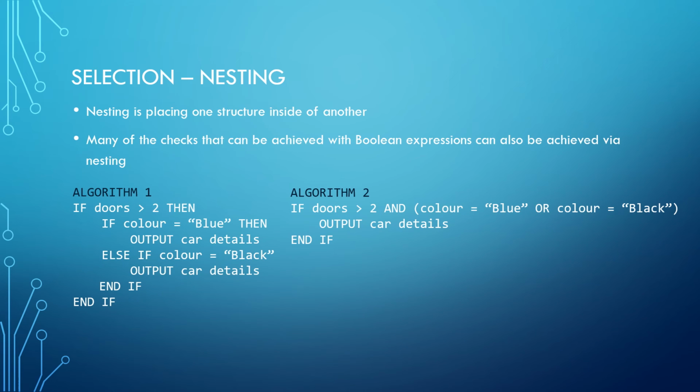Nesting, which is putting one programming construct inside of another, is a very important tool in making complex programs. Many of the checks we can perform by using Boolean expressions can also be achieved by using nesting. You can see this in the examples below, which both output car details if the car has greater than 2 doors and is either blue or black.